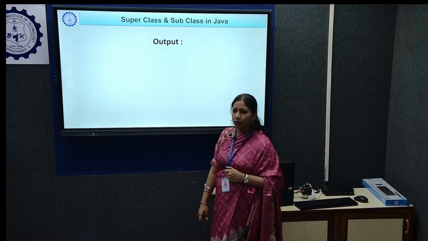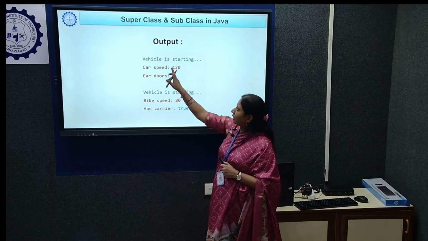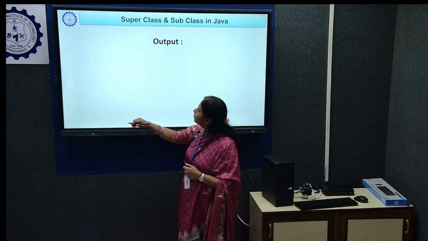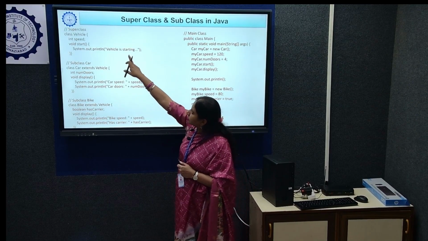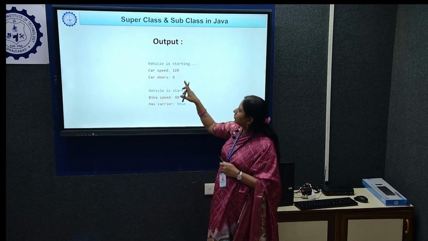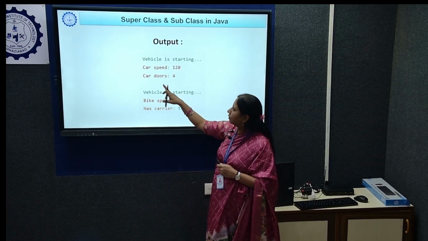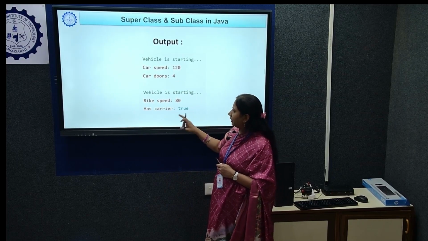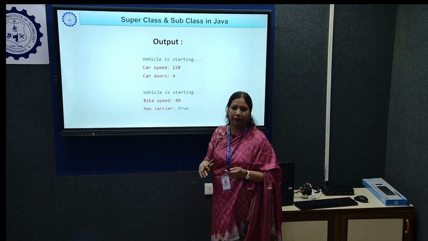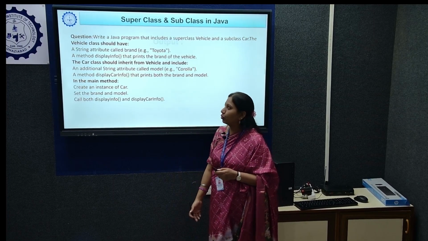So the output would be "vehicle is starting", which will be called, and then we have car speed 120, car doors are 4, bike speed is 80 and hasCarrier is true. The values which have been declared in the main method will be printed as your output.